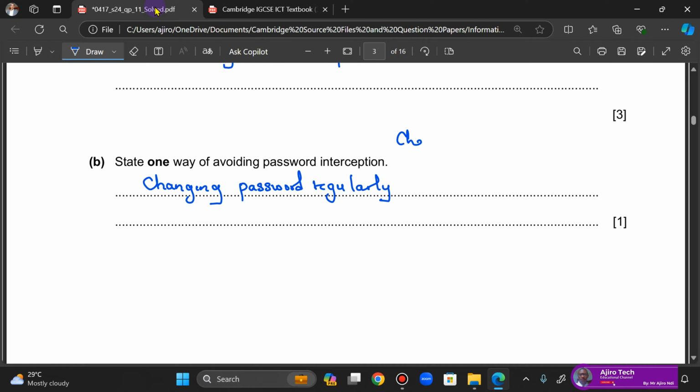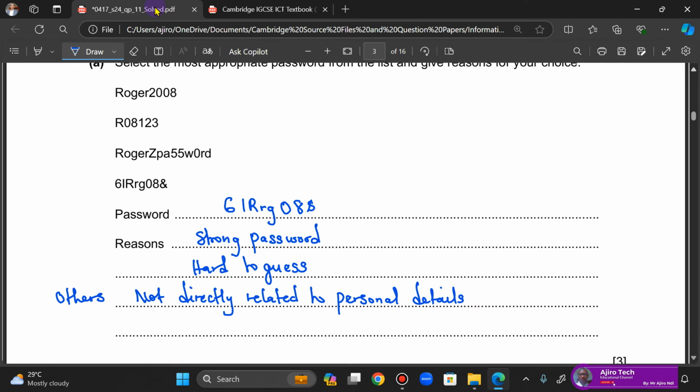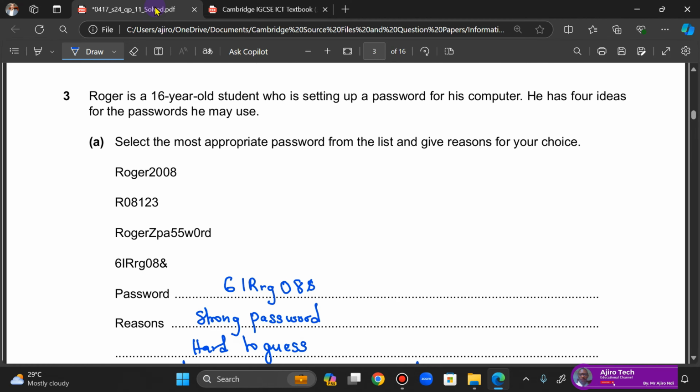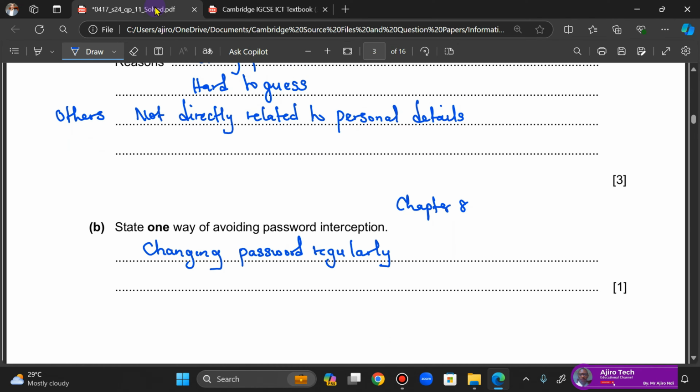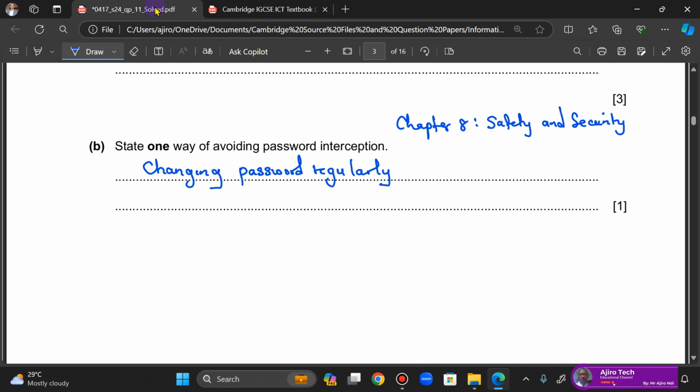So this is chapter 8. Did I give the chapter where this is from? Let me give this as well. Chapter 8, safety and security.